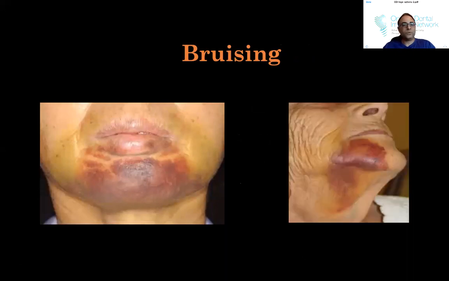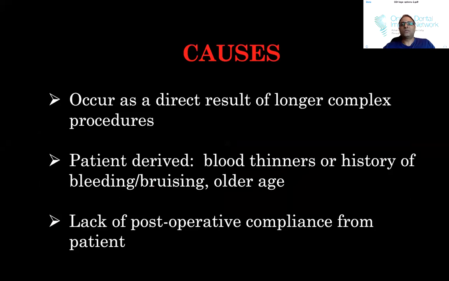Now, what do you do with patients who bruise? I've done full arch cases where the patient has no bruising, and then I've done a single immediate molar and the patient is bruised up completely. And remember that bruising oftentimes will come down by gravity. So it might start off on their face, and may now end up in their neck or even in their upper chest area. The causes are typically longer, complex procedures, a patient history of blood thinners, older age, and again, they're not compliant. Sometimes that can also cause bruising. They start touching the area, it starts bleeding again, and then it pools inside the site.